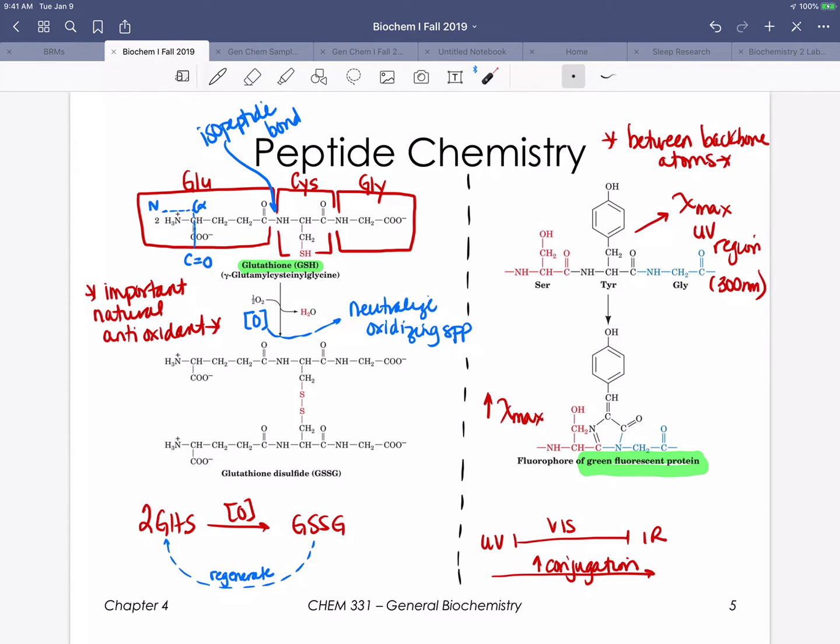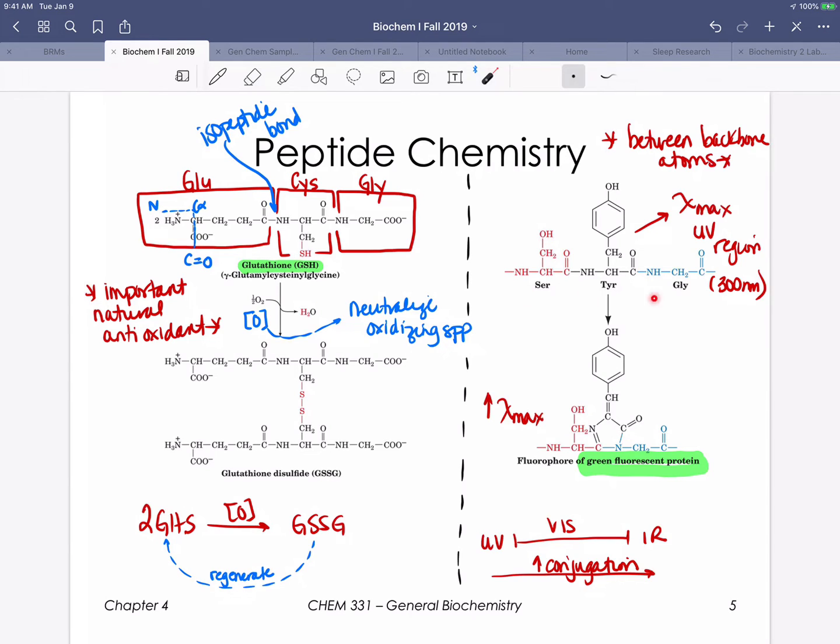So that's how we can quantitate our proteins: we're going to look at the absorbance at 280 nanometers. And that actually comes from the mixture of tyrosines, phenylalanines, and tryptophans, those aromatic amino acids, because this phenyl ring here is going to generate some UV absorbance in that region.